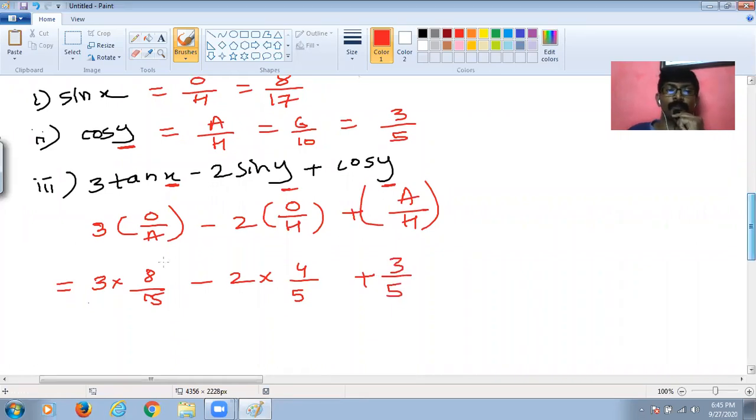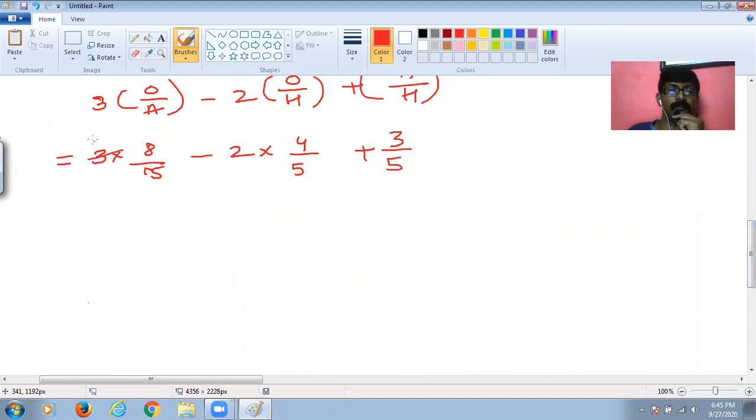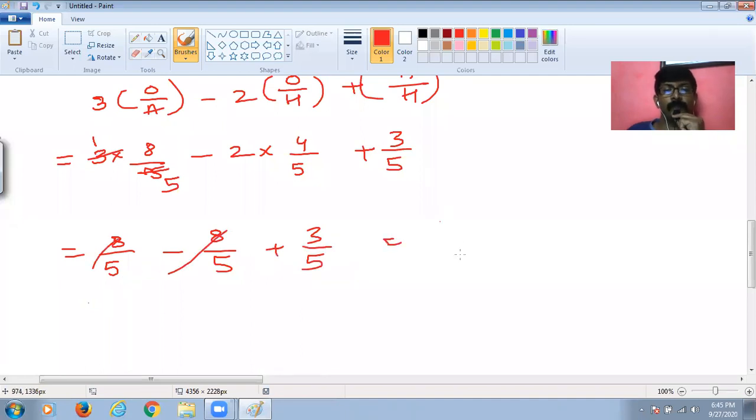Now students will have to do this very carefully because these are simple calculations. So this will become 8 by 5 minus 8 by 5 plus 3 by 5. So this gets cancelled. So the answer is 3 by 5. Isn't it very, very simple? This simple the sum is, isn't it?